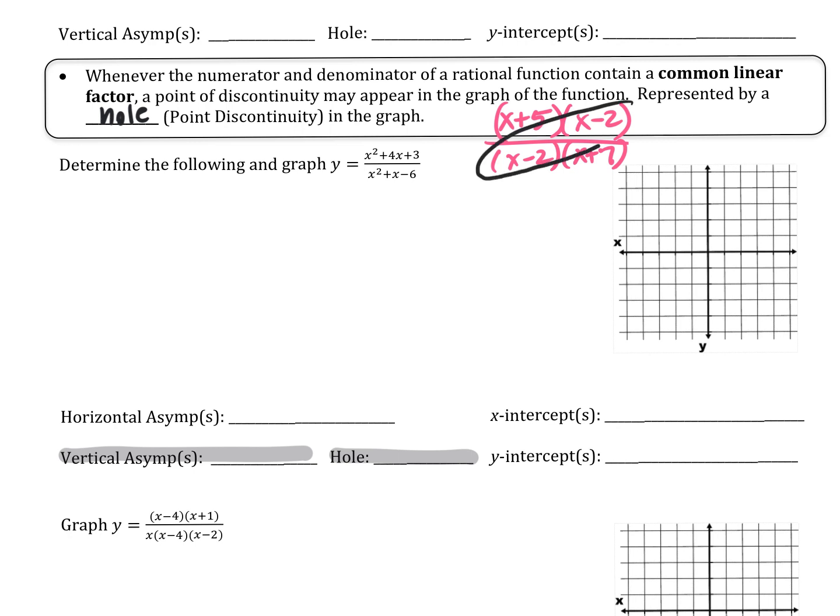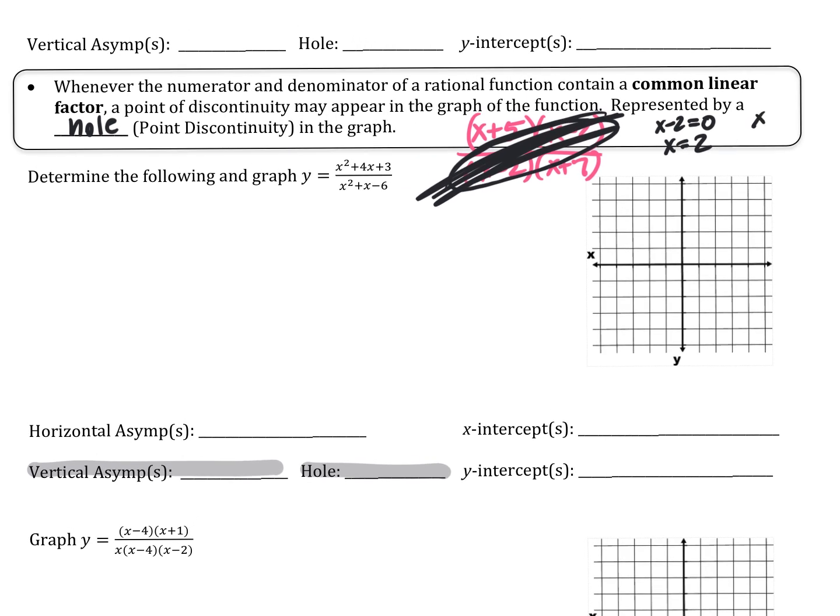Guess where our hole is going to be? The hole is going to be where this equals 0. So it's always going to be kind of that opposite thing again. It's going to be when x is 2. Then what do I have left? I just want to show you what would be left of my function if I crossed out my hole, because if those cancel out, what's left? x plus 5 over x plus 7. This is what's left.